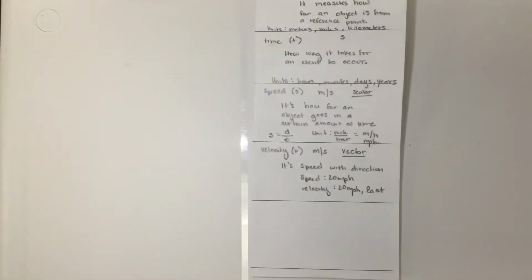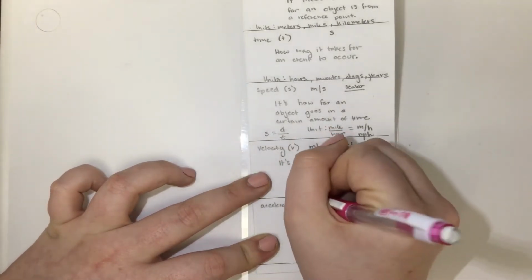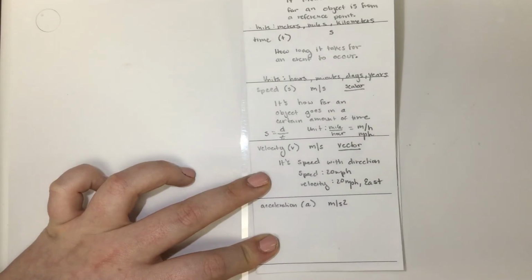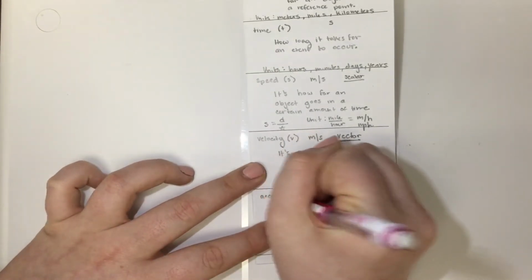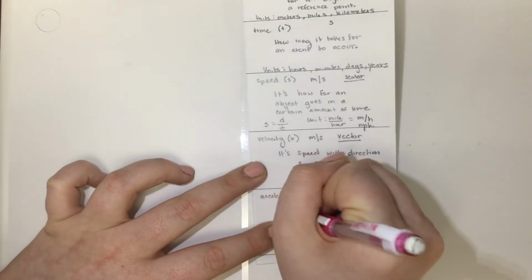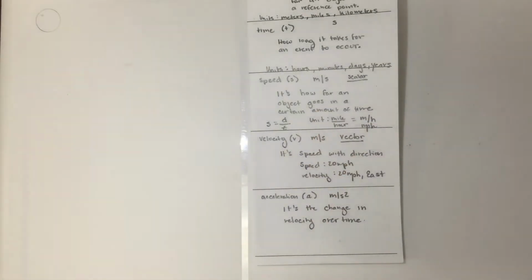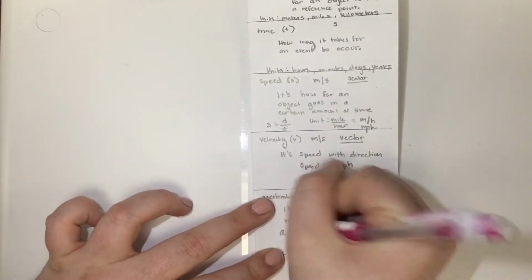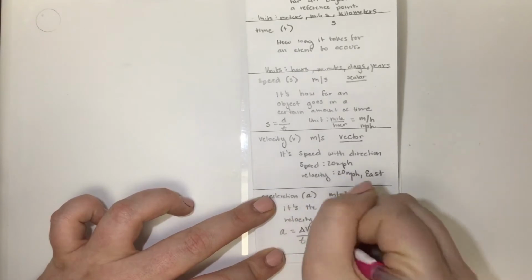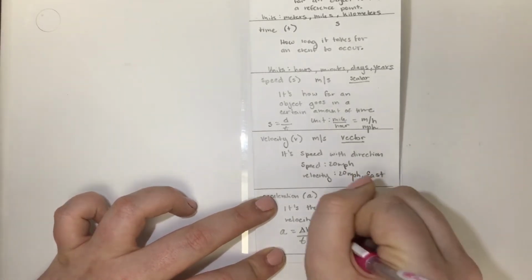And now, finally, our last term is acceleration. Acceleration is represented by a lowercase a. Its unit is meters per second squared. As for our definition, it's the change in velocity over time. So, a formula for acceleration: acceleration equals the change, delta means change, delta velocity over time. However, delta velocity can also be represented by the final velocity minus the initial velocity, all over time.